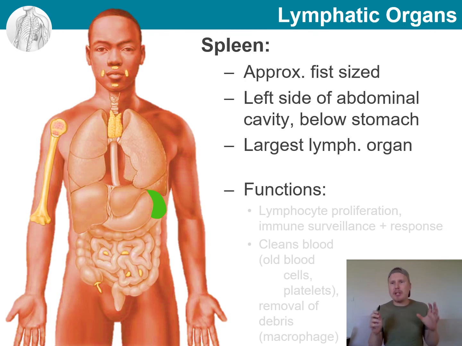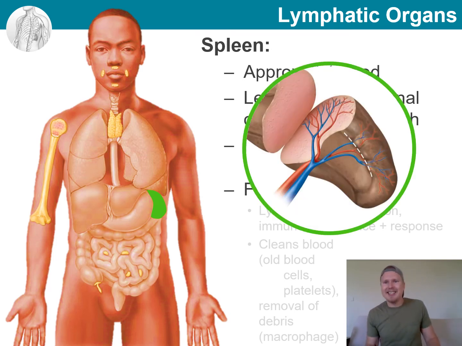It is a blood-rich organ located in the left side of the abdominal cavity, just below the stomach. In terms of size, it's about fist-sized. This makes it actually the largest lymphoid organ in the body. And as I said, it receives a lot of blood that goes through it. Let's have a look at this. So the spleen is served by the splenic artery and vein, which enter and exit it at the hilum.